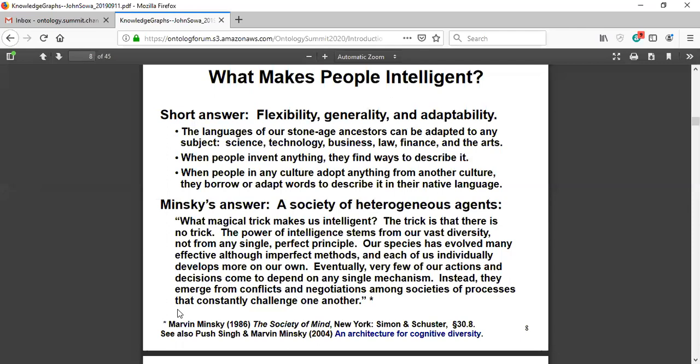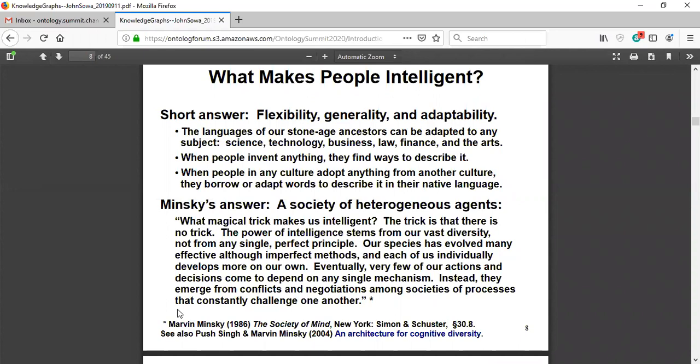There are other tribes today that are still using Stone Age implements, and yet their languages, with all of the additions that have been made, that core of all of our languages, the core ontology, is still at the level of the Stone Age. But the thing is that when people in any culture adopt anything, they can borrow or adapt words to describe it in their native language, and they can extend that core by using metaphors and all sorts of other things. Now, one thing that I like is Marvin Minsky's answer to that question.